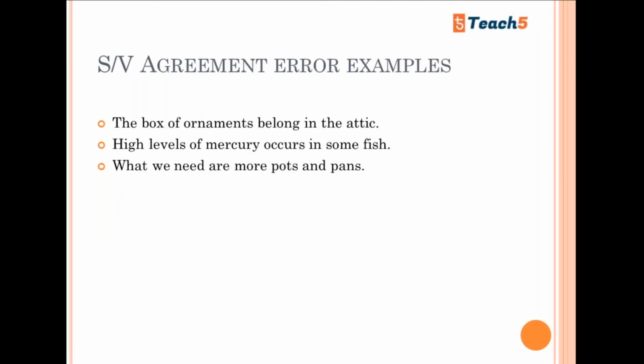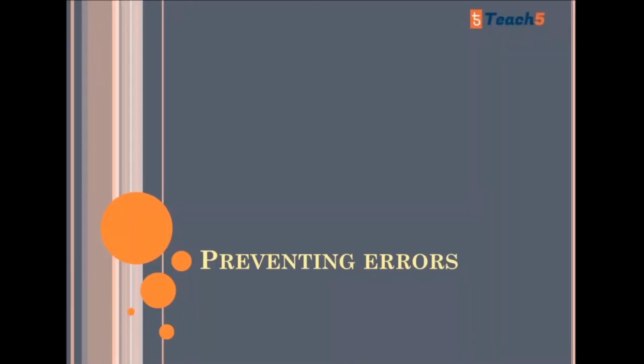So let's look at the examples. Subject-verb: the box of ornaments belong in the attic. The subject is the box of ornaments, which should agree with the verb belongs in the attic. High levels of mercury occurs in some fish. What we need are more pots and pans. Now let's see how to prevent the errors.